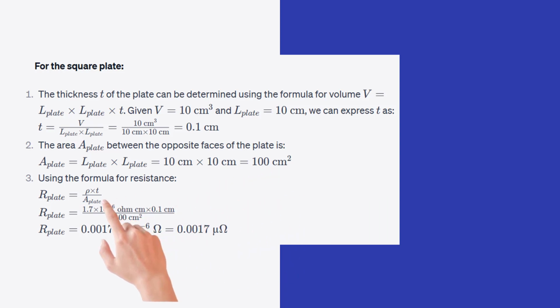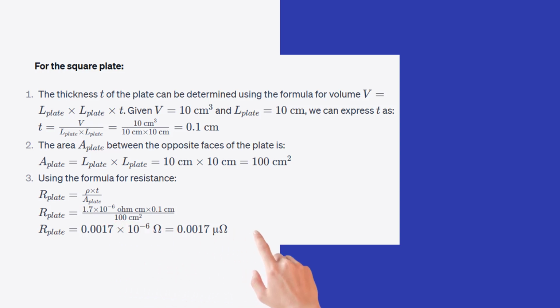Using the formula for resistance, R equals rho into thickness divided by area. We know that the resistivity is 1.7 × 10^-6 ohm centimeter and the thickness of the plate we get is 0.1 centimeter. And now we got the area of the plate as 100 centimeter square. After simplifying this, the resistance of the plate is 0.0017 micro ohm.